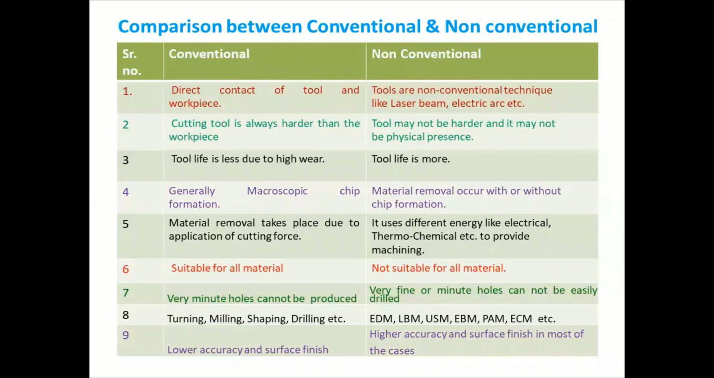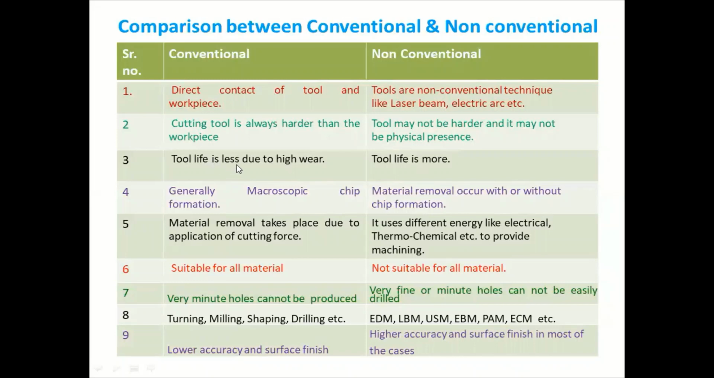Now, a comparison between the conventional and non-conventional machining processes. If you understand the previous slide, then it is very easy to write the difference. In conventional machining there is direct contact between the tool and the workpiece; there is no direct contact in non-conventional machining. The cutting tool is always harder in conventional machining. In non-conventional, the cutting tool need not be harder, and it may not be physically present. If you see the laser beam, no physical tool is there.